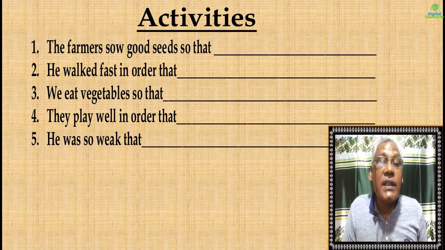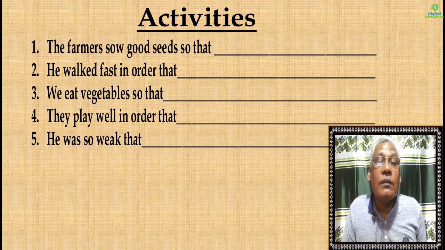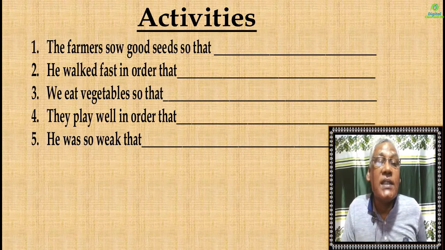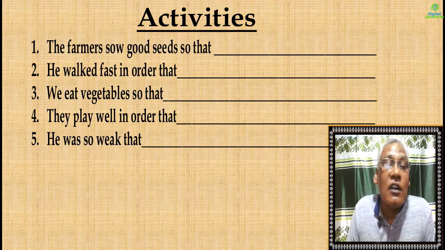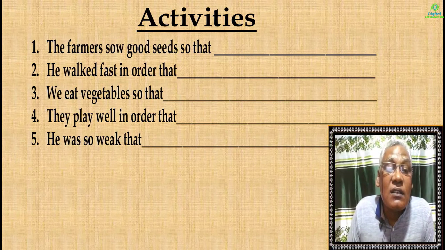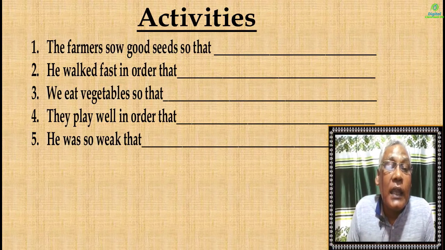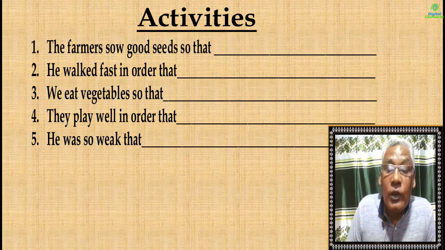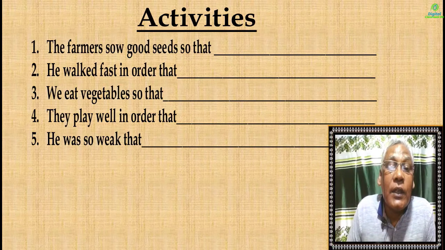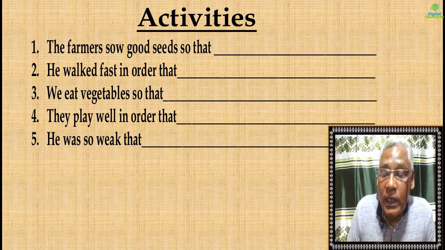There are some activities here. You have to use that structure to complete the sentence. The farmer sowed good seeds so that dot dot dot. He walked fast in order that dot dot dot. We eat vegetables so that dot dot dot. And they play well in order that dot dot dot. And he was so weak that, you will do it by yourself. If you can do it, I think it would be very clear to you.